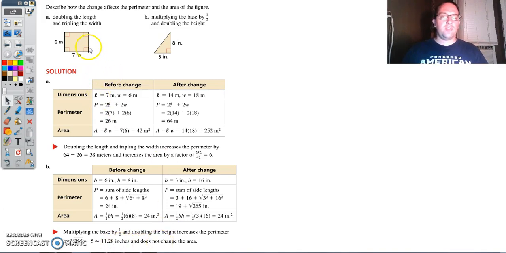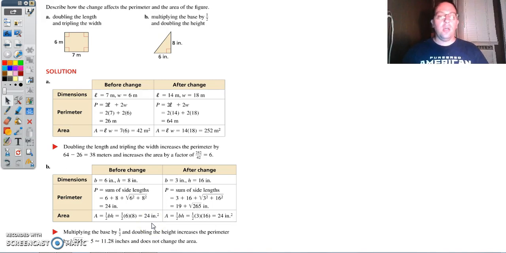Let's take a look at our factors here. Notice we doubled the length, tripled the width. So the length was times 2, the width was times 3. 2 times 3 is 6. And notice our factor here, 6. Up here, we took half the base and then the height times 2. Well, times 1/2 times 2, half times 2, is 1. So times 1, and when you multiply times 1, nothing changes.